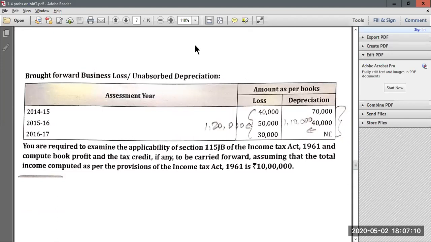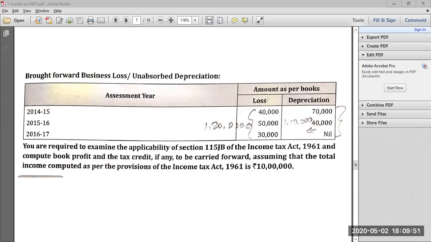Now, what information have they given? They have given some more information: brought forward business loss and unabsorbed depreciation. Again here they have given 3 years: 2014-15, 2015-16, and 2016-17. So these are all previous years. Amount as per books they have given: loss 40,000, 50,000, and 30,000, and depreciation given as 70,000, 40,000, and nil.